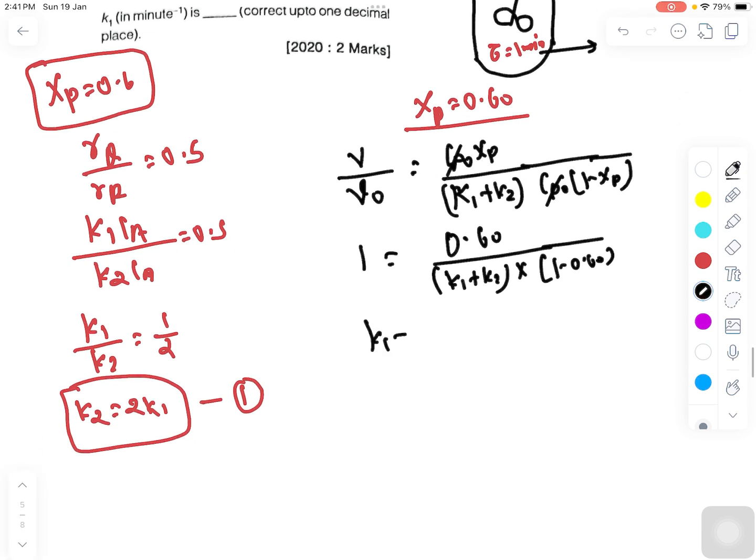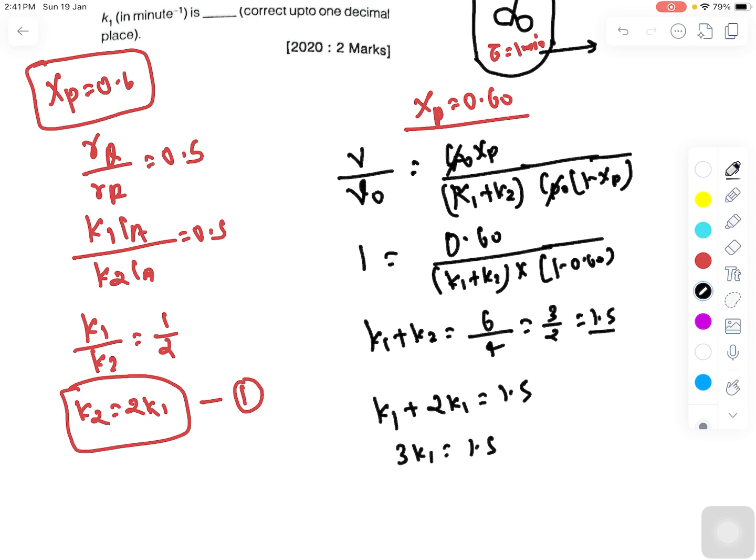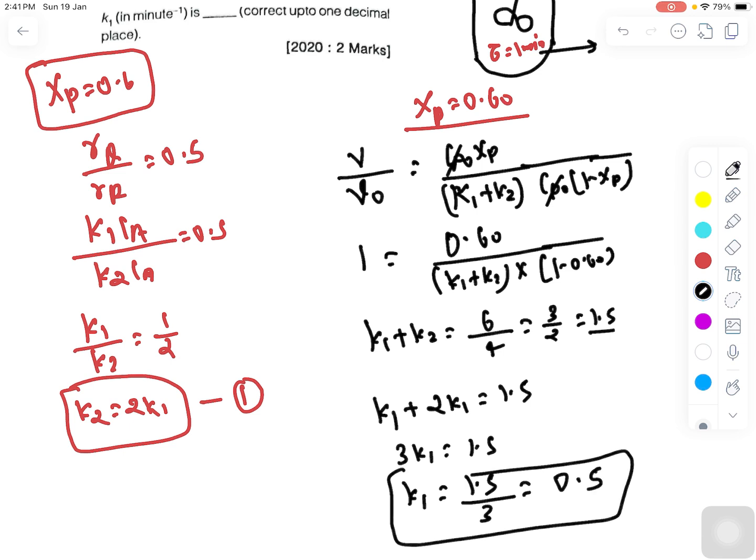So from here you can get K1 plus K2, that is equal to 6 divided by 4, which is 3 by 2, which is equal to 1.5. And K2 you have got as 2K1. So you can write here K1 plus 2K1, that is equal to 1.5. So 3K1 is equal to 1.5. K1 is equal to 1.5 divided by 3, which is equal to 0.5. Is that clear? So from here you can calculate the value of K1.